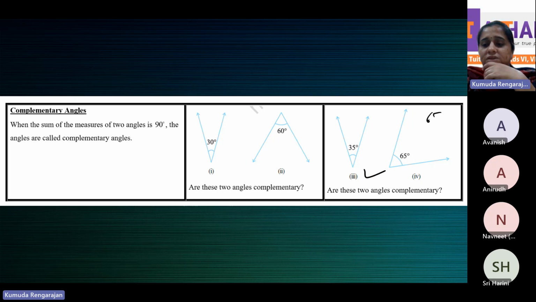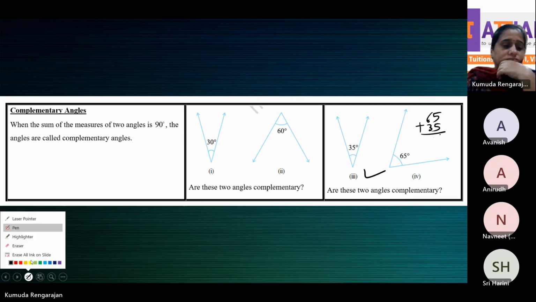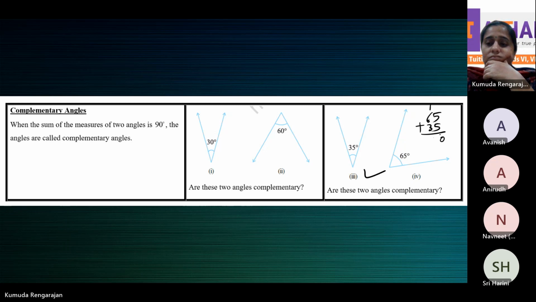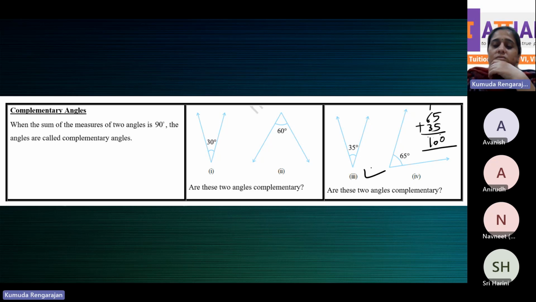What is 65 plus 35, Harini? No, ma'am. What is the sum? 5 plus 5, 10. 6 plus 3, 9 plus 1, 10, ma'am. 100. Yes. No, they're not complementary. Very good.